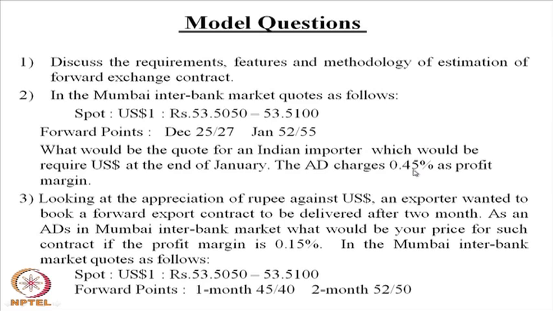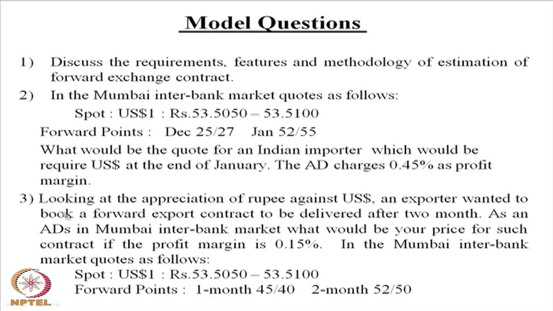Same thing as you discussed: the applicable spot rate here is 53.510, because the importer is purchasing dollars, so you have to surrender more rupees. So, 53.510 is the actual applicable rate. For the month of January, the rupee is depreciating, so you add the forward premium of 55 points to get the forward rate for the month of January. Then you add the profit margin of 0.45 here to get the forward contract rate for the sale, that is the purchase and sale contract for the importer during the month of January.